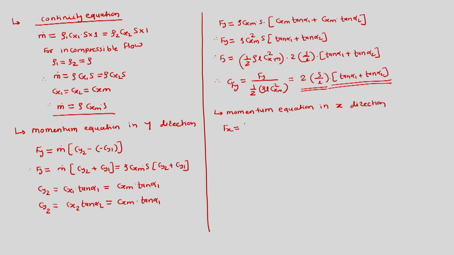So we will have Fx is equal to, here we would not have only forces from momentum change, we will have pressure change as well. So P1 minus P2 is the change in pressure in the direction of flow, which is S into 1, the area, plus rho into S into 1 for unit blade height, Cxm into Cx1 minus Cx2.